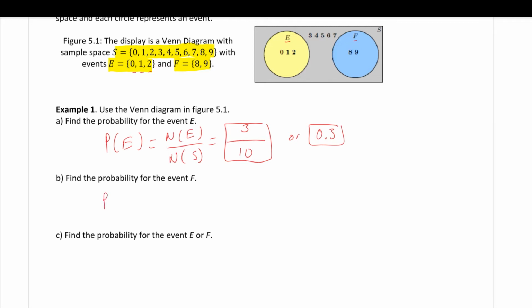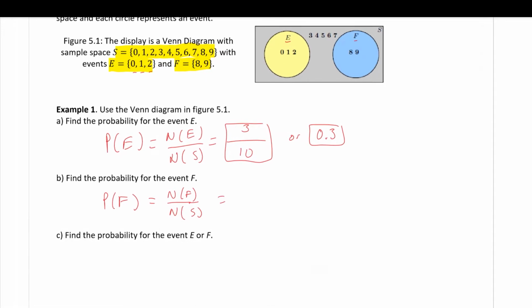What about the probability of event F? Okay, so same idea. Probability of F equals the number of elements in F over the number of elements in S. And again, for F, we just have 1, 2, that's the 8, 9, over a sample space size of 10, which is 2/10. That can actually be reduced down to 1/5, right? But I do like the denominator of 10 because it's easy to read. 2/10 is 0.2, right? 2 in the tenths place.